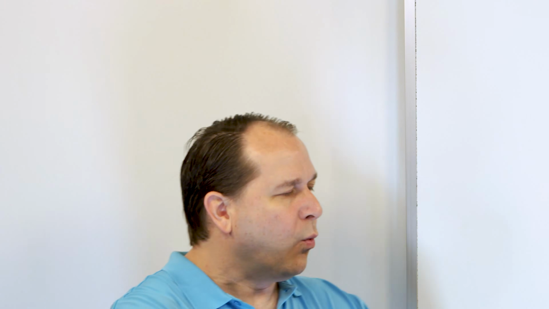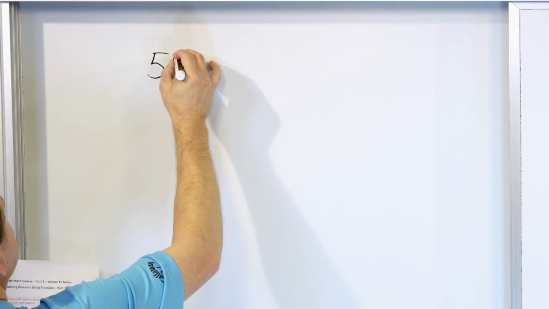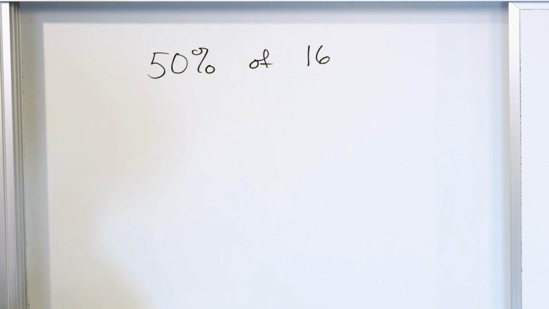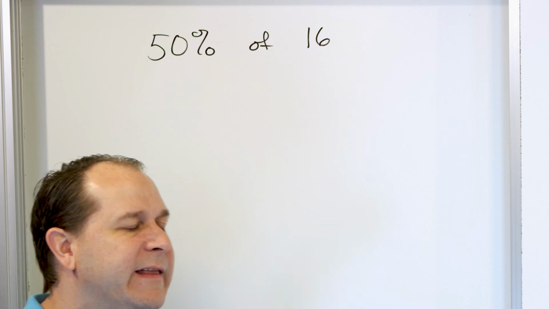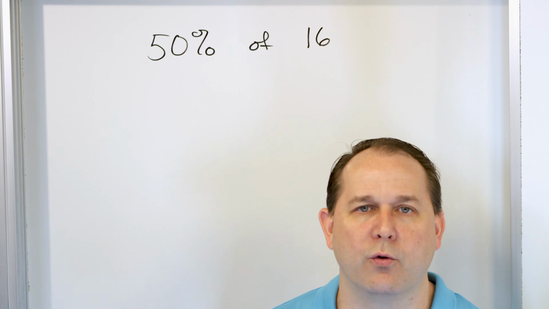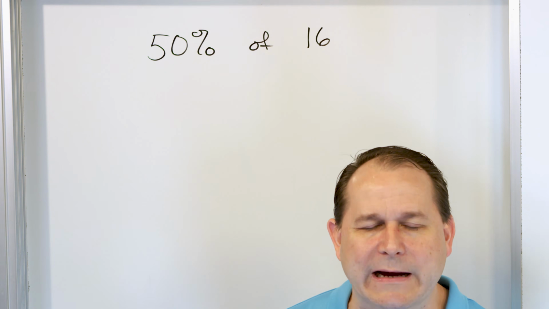So for instance, what if I ask you to calculate 50% of the value 16? Maybe what I have in my hand is 16 rocks. And I did tell you that I have 16 rocks here, and I'm going to give 50% of my rocks away. What does that mean? First of all, what does 50% mean in your mind?